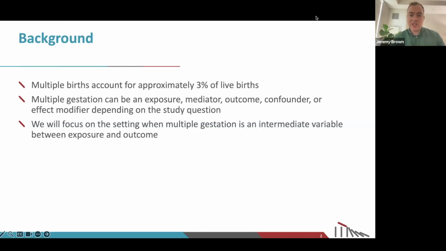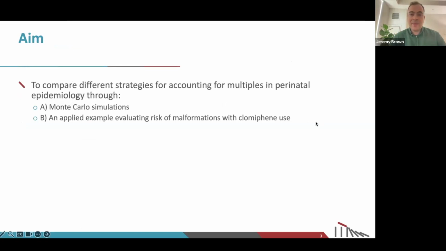In this presentation, I'm going to focus on the setting when multiple gestation is an intermediate variable between the exposure and the outcome. And the aim is to compare different strategies for accounting for multiples in perinatal epidemiology through both Monte Carlo simulations and also an applied example evaluating the risk of malformations with clomiphene use. Clomiphene being a medication used to treat infertility and being strongly associated with multiple gestation.